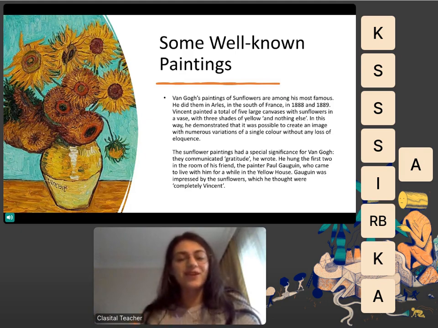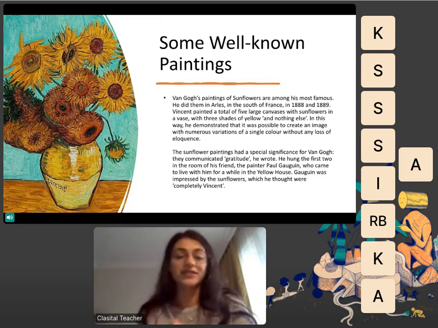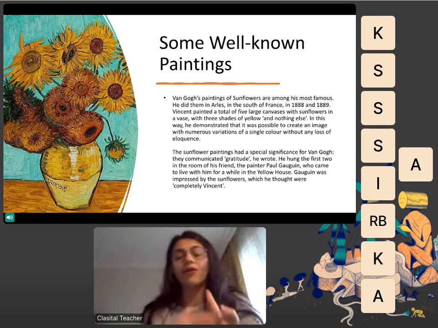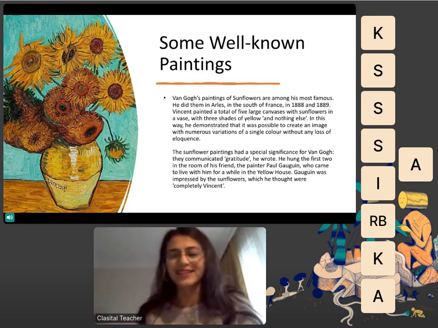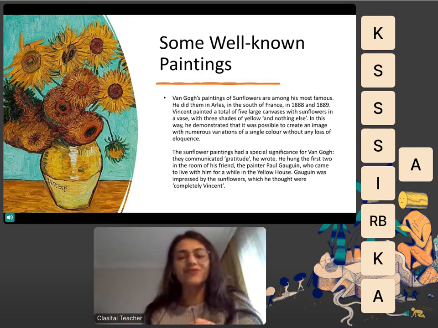And in this way, he demonstrated that it was possible to create an image with numerous variations of a single color without any loss of eloquence. The sunflower paintings had a special significance for Van Gogh. They communicated gratitude, he wrote. He hung the first two in the room of his friend, the painter Paul Gauguin, I don't know how to pronounce it, sorry, who came to live with him for a while in the Yellow House. Gauguin was impressed by the sunflowers, which he thought were completely Vincent.